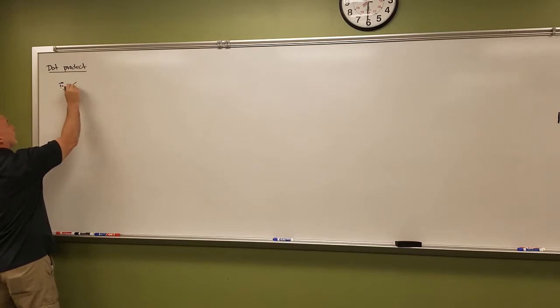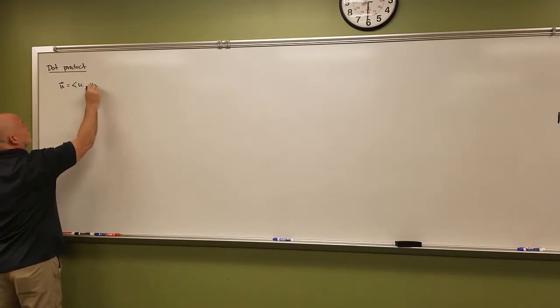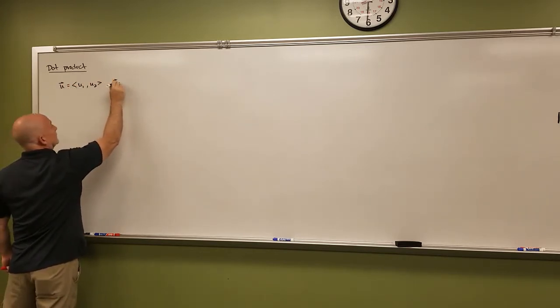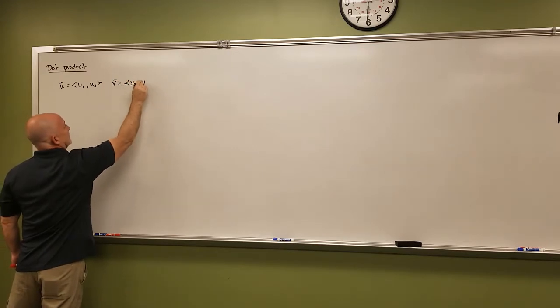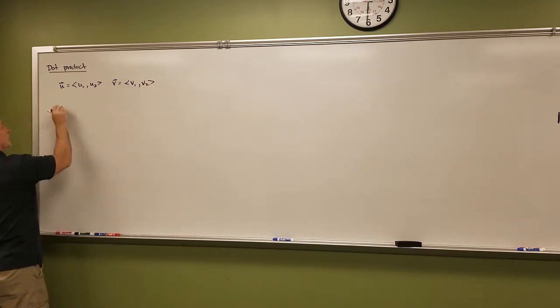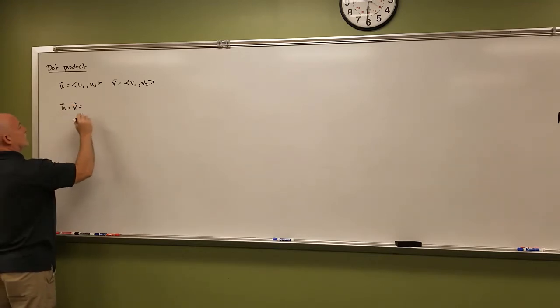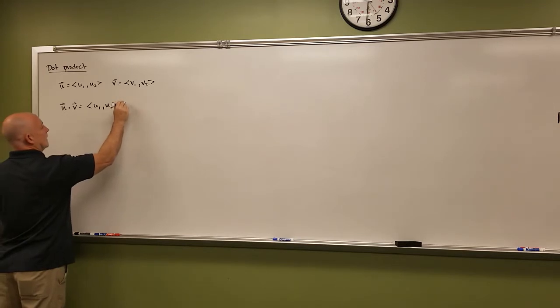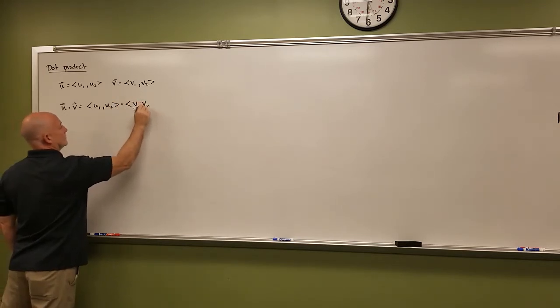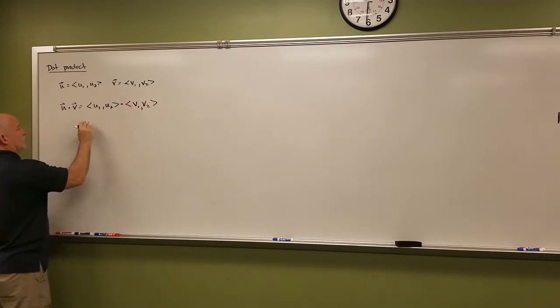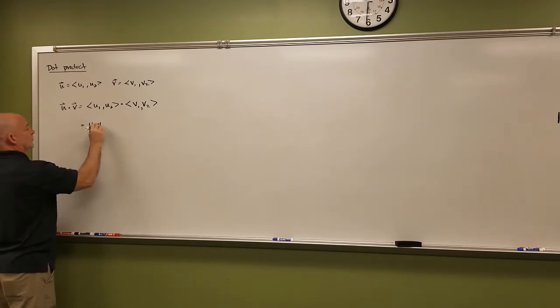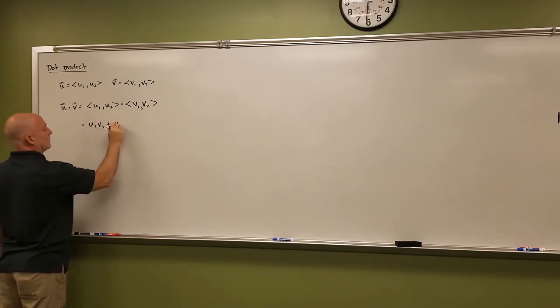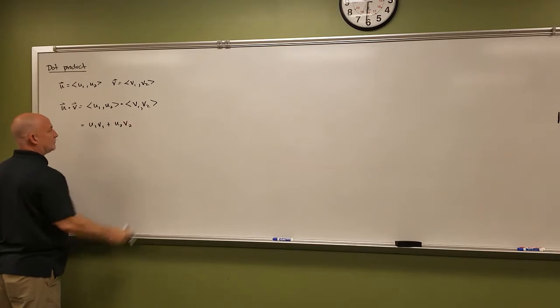Here, if we have two vectors, let's call them u = (u1, u2) and the vector v = (v1, v2), then by definition, u dot v is (u1, u2) dotted with (v1, v2). By definition, what you do is you multiply the components together and then sum them all up.